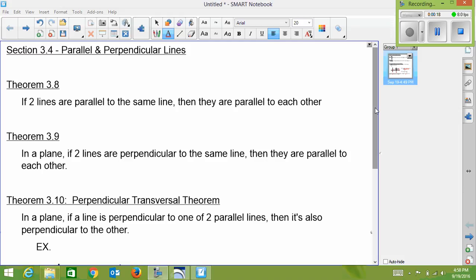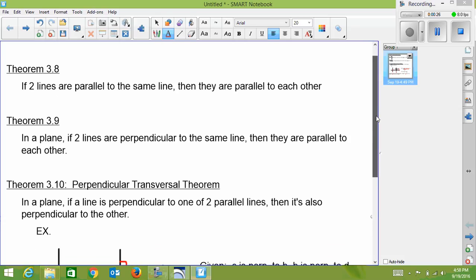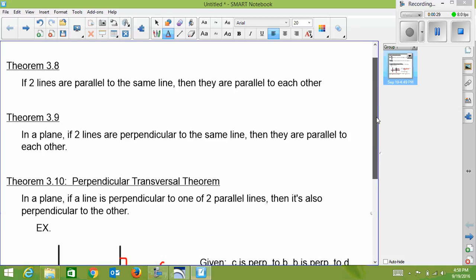Theorem 3.9 says in a plane, if two lines are perpendicular to the same line, then they are parallel to each other. And the perpendicular transversal theorem states that in a plane, if a line is perpendicular to one of two parallel lines, then it's also perpendicular to the other one.